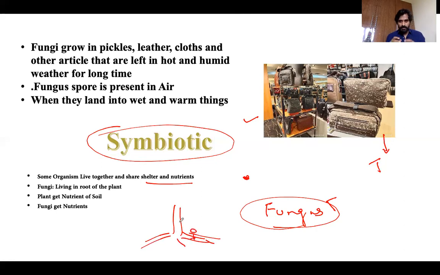When this fungus lives in the root of the tree, plant will get nutrient from soil, and fungus gets nutrient from the soil. So this fungus started giving this nutrient which they are getting from the soil to the plant, right? And this plant gives this fungus something called food. So both are getting benefited. And this type of mode of nutrition is known as symbiotic mode of nutrition.